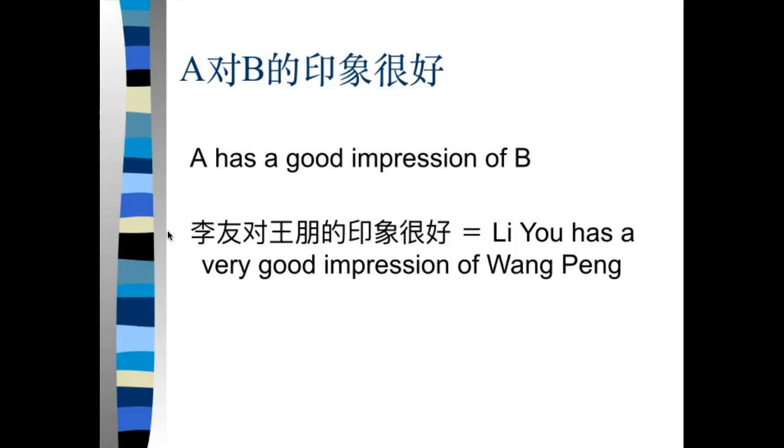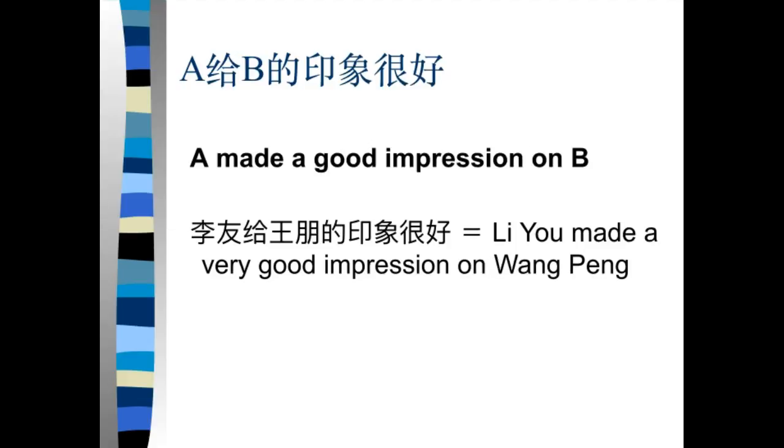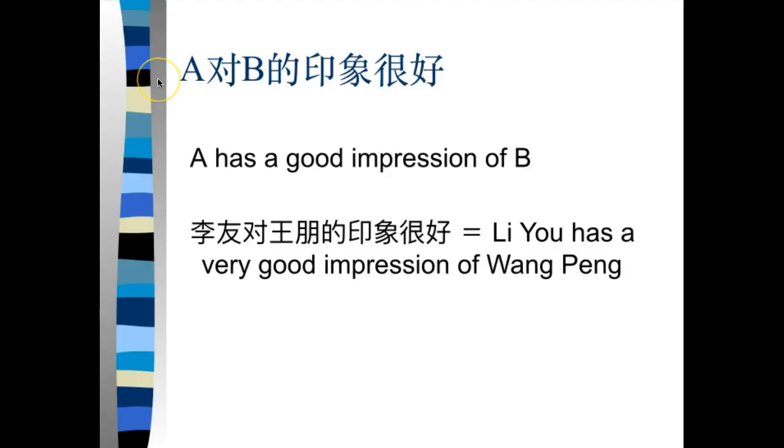I want to stress that when you want to say you have a good impression of someone, you must use either one of these two structures, either A 给 B 的印象很好 or A 对 B 的印象很好. Okay, you must do it in this specific word order. For example, I want to say I have a good impression of you. I would say 我对你的印象很好. How do I say I don't have a good impression of you? I would say 我对你的印象很不好，很不好. So you always want to use the structure when talking about impressions. All right, it's just a specific phrase you need to use.